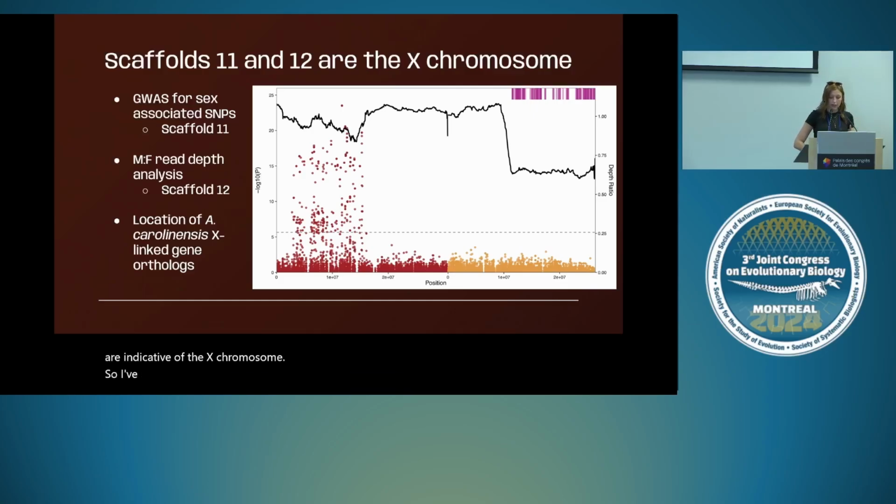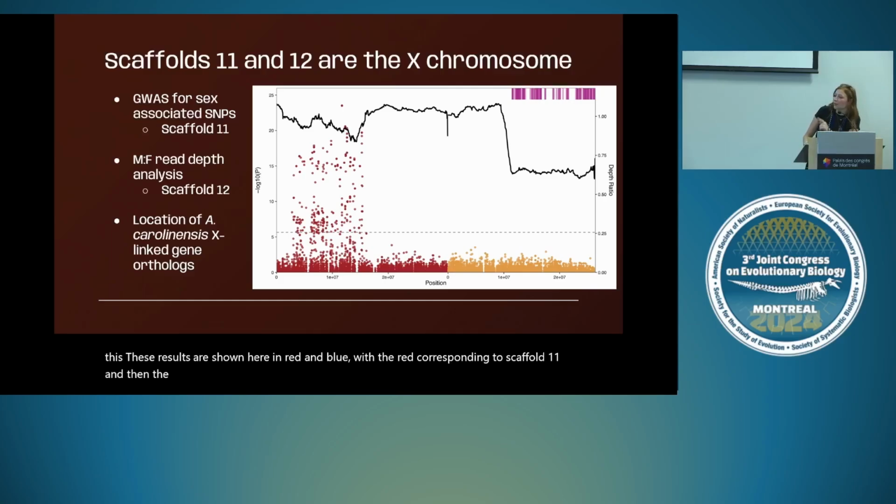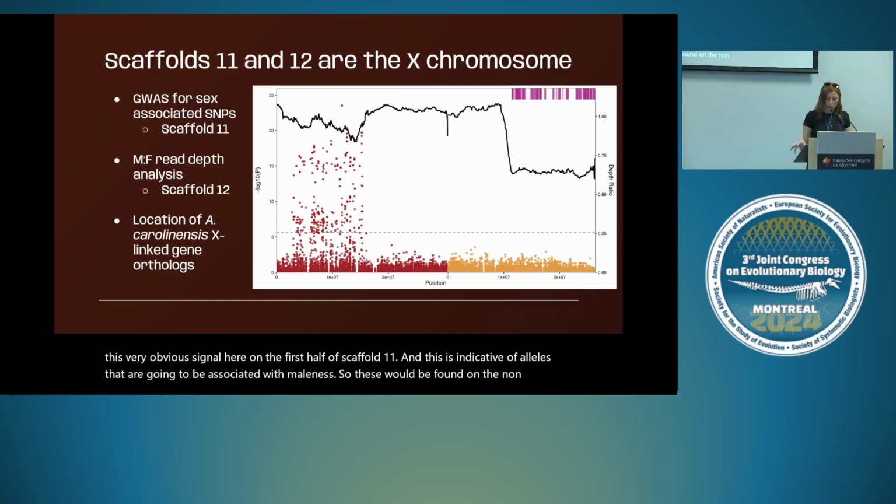So we've used a few different lines of evidence to determine the sex-determining regions in this species. First, we performed a genome-wide association study looking for male-associated SNPs. These results are shown here in red and yellow, with the red corresponding to scaffold 11, and the yellow corresponding to scaffold 12. And so we see this very obvious signal here on the first half of scaffold 11. And this is indicative of alleles that are going to be associated with maleness. So these will be found on the non-recombining region of the Y chromosome, but are not diverged enough, so they are still aligning to the copy on our X chromosome here.